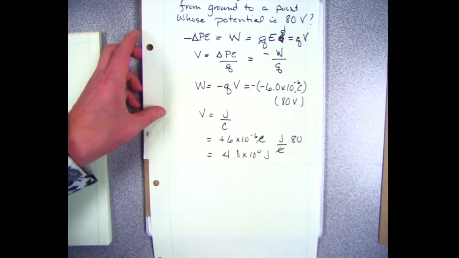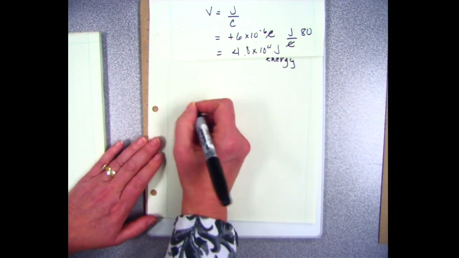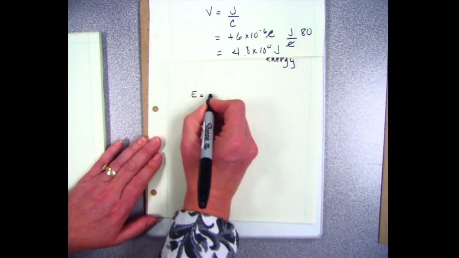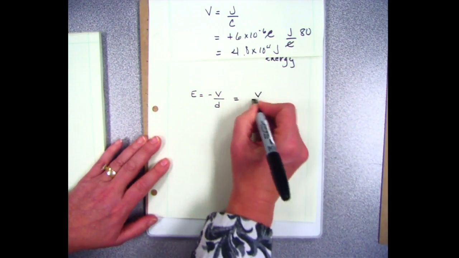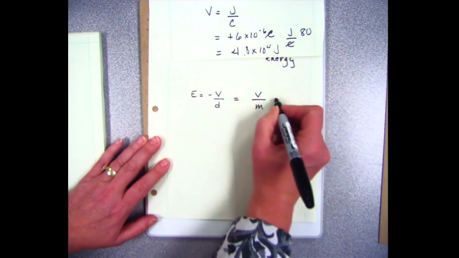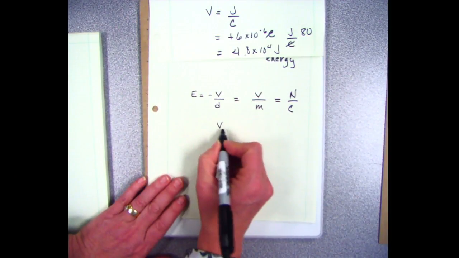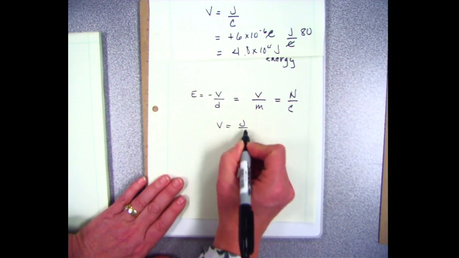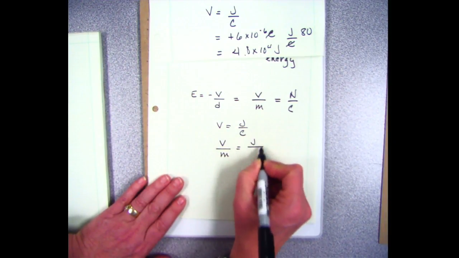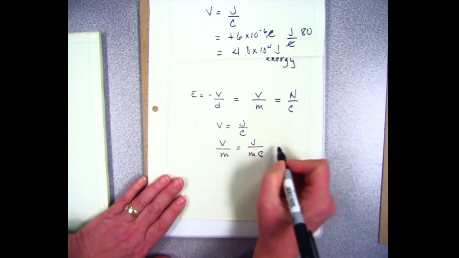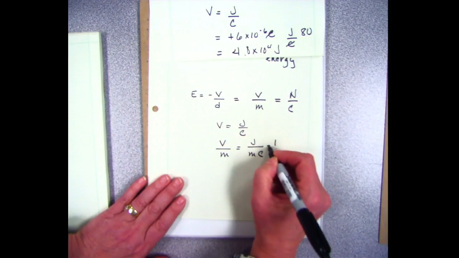So my electric field is going to equal my change in potential divided by my distance, and that's going to give me volts per meter. I want to show you that this is also equal to newtons per coulomb. My volt is equal to a joule per coulomb, so a volt per meter is equal to a joule per meter coulomb, and a joule is a newton meter. Meters cancel out, and I end up with newtons per coulomb.